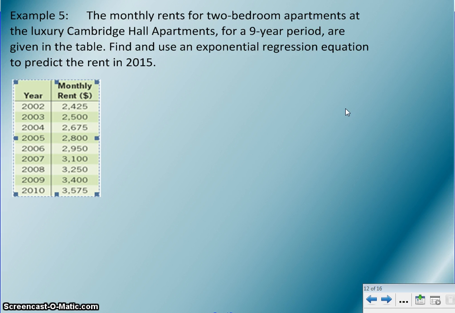So let's start out. The monthly rents for a 2-bedroom apartment at luxury Cambridge Hall Apartments for a 9-year period are given on the table. Find and use the exponential regression equation to predict the rent in 2015.